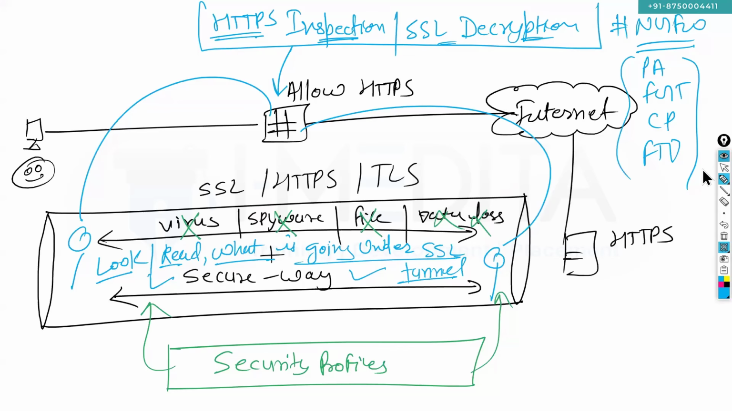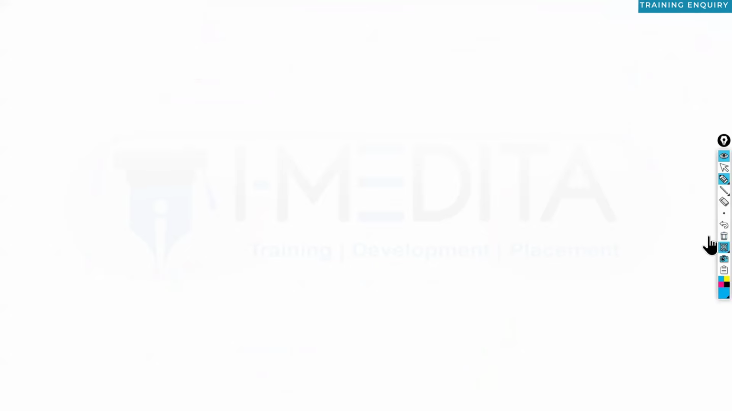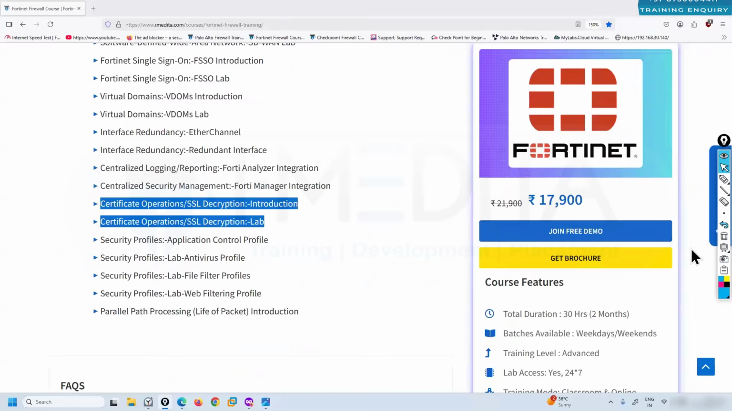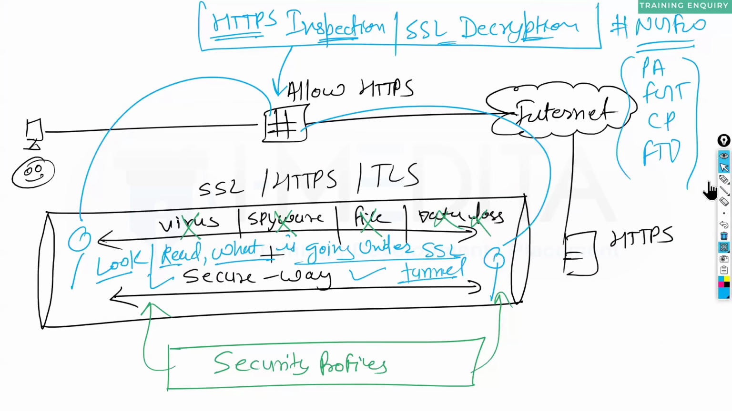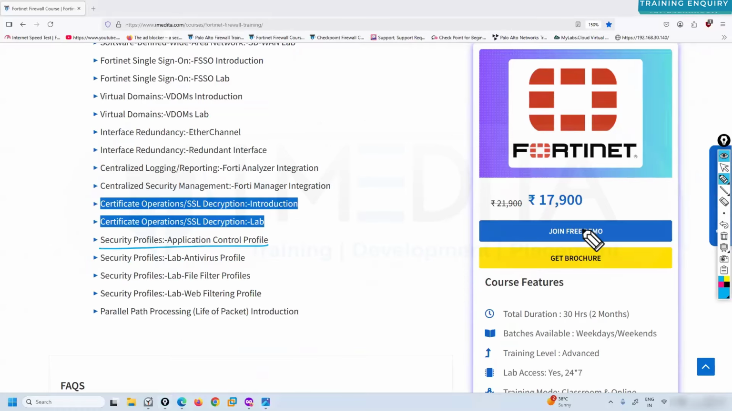Next, because you have also deployed decryption, you can see what is going on there. And to protect your network, we can deploy an application control profile. You can also deploy security profiles like application control, antivirus. You can also deploy file filtering.